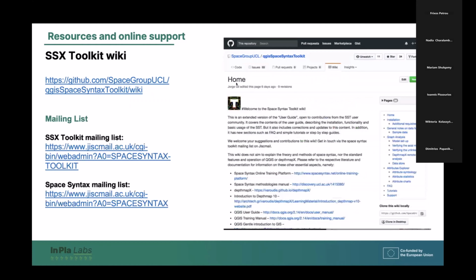And finally, the Space Syntax Toolkit Wiki. This provides a wide range of resources. You can access the Space Syntax online training platform. You also have a handbook for the methodologies and the Space Syntax terms, links to download the software, a QGIS user guide, and everything you will find through this link. And finally, you can subscribe to the mailing list in order to keep updated. There's a Space Syntax Toolkit mailing list, and there's another Space Syntax mailing list.